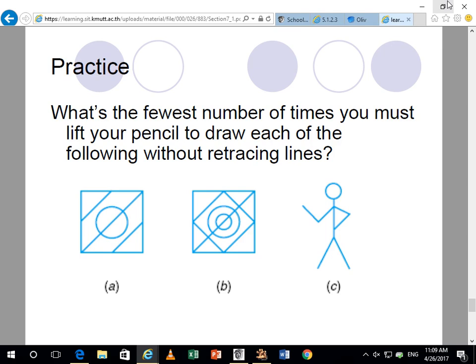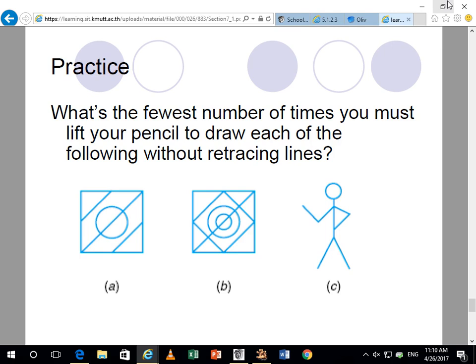So what if we ask a question this way? What is the fewest number of times you must lift your pencil to draw each of the following without retracing lines? So if you read the question carefully, that means we start, say, here. That's one. And then I lift it, and then I start another one. Lift it, another one. Lift it, another one. So that I did without retracing the lines. But I lift my fingers many times.